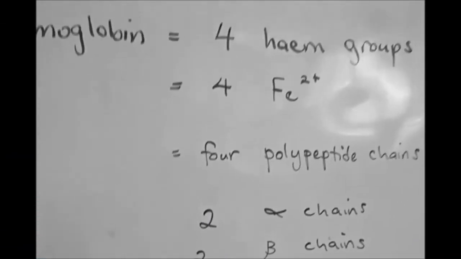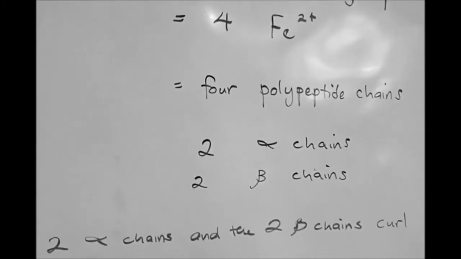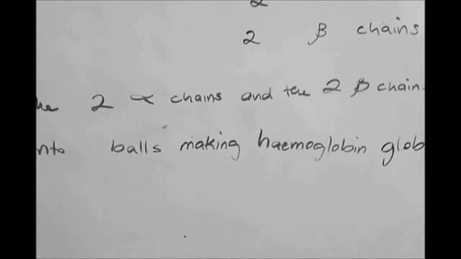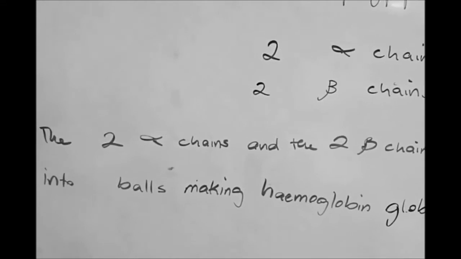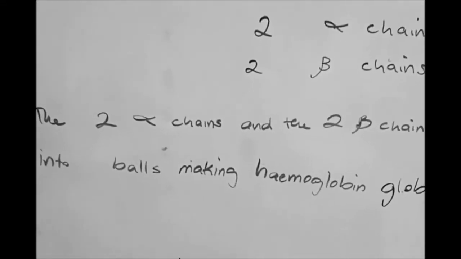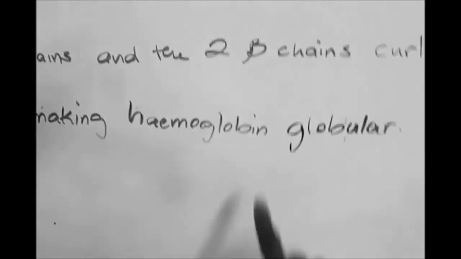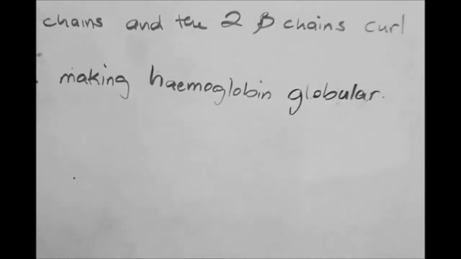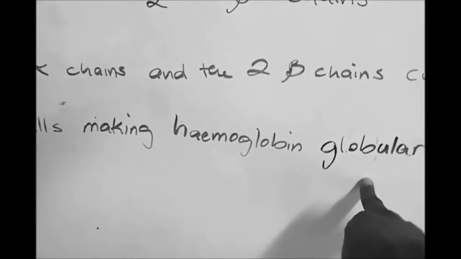Alright, so looking at hemoglobin again, we said that it has 4 heme groups, 4 iron, 4 polypeptide chains. We said 2 of those chains are alpha chains, 2 of them are beta chains. Now, in order to get the complete structure of hemoglobin, those 2 alpha chains and 2 beta chains are linked together and they curl into a ball, balls really. And they make hemoglobin a globular protein. So you will come across the term globular protein. Another example of a globular protein would be enzymes.